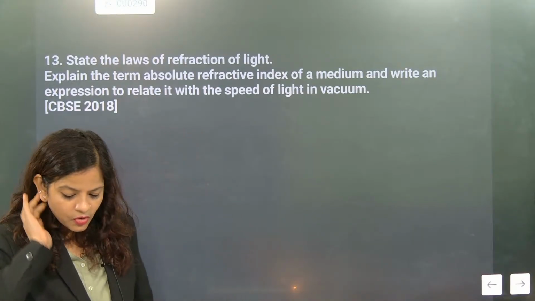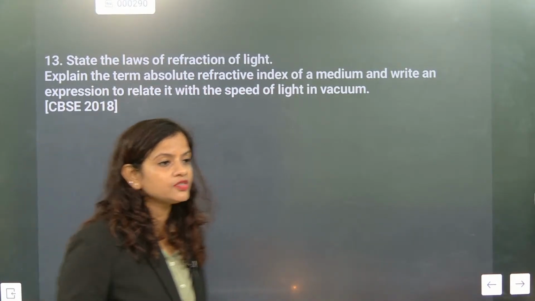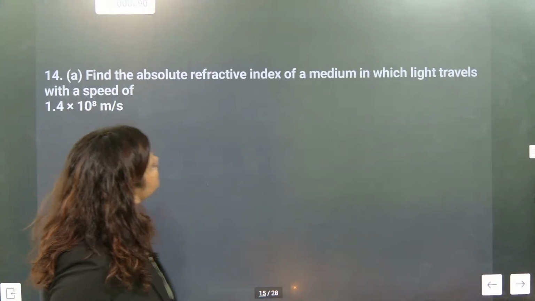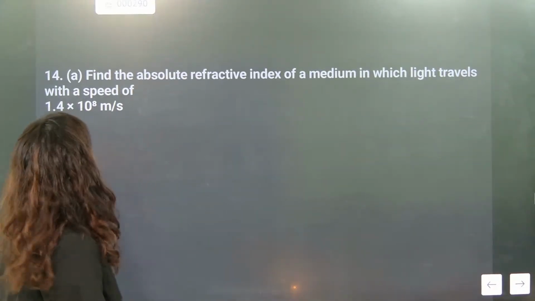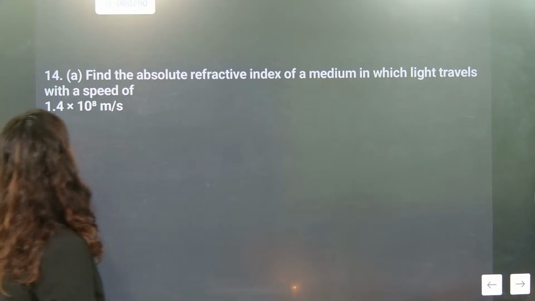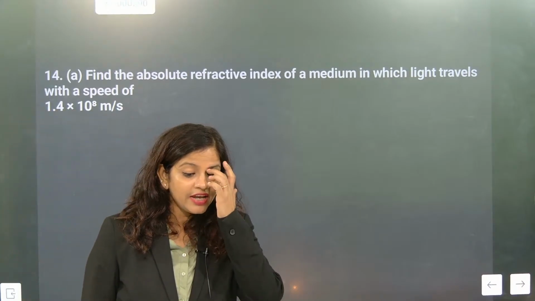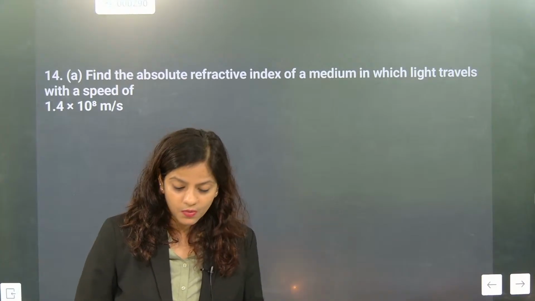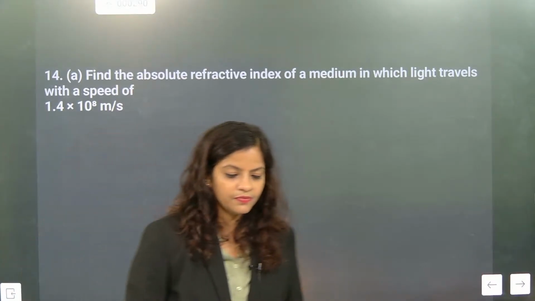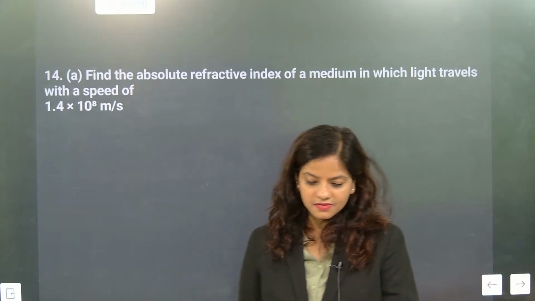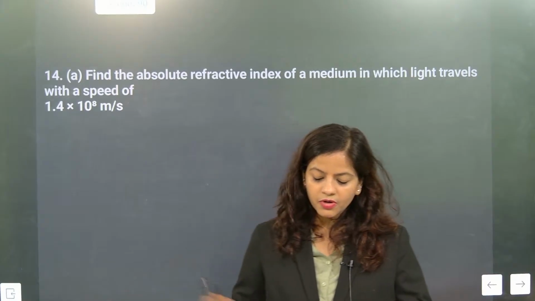So now we are going to go for the next question. Are you all ready for the next question, children? Very good. Come on, go for it. Find the absolute refractive index of a medium in which light travels with a speed of 1.4 into 10 to the power 8 meter per second. And your time starts now. Come on, solve it on your own.